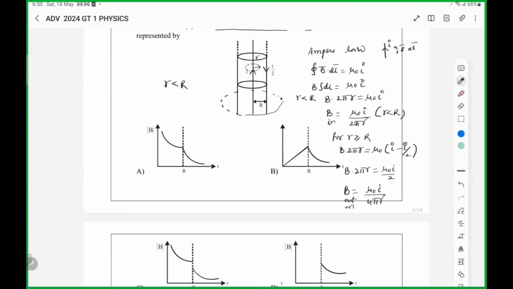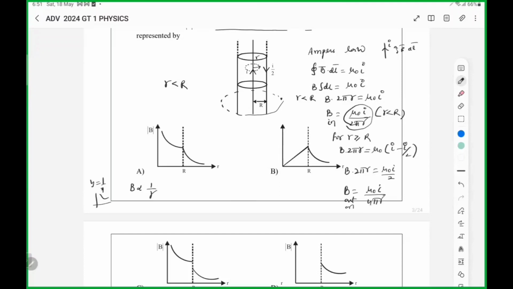Here it is inside. Mu naught, the current passing, and 4 pi are all constant. So B is inversely proportional to the radial distance. It is like y equal to 1 by x. The curve will be like this. So the suitable curve will be here.